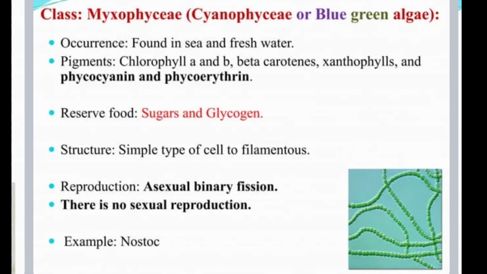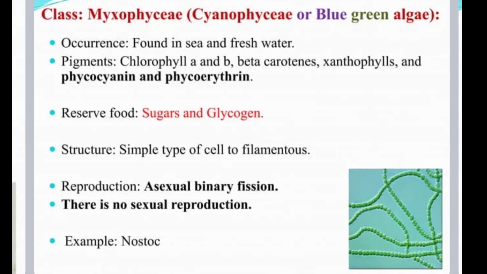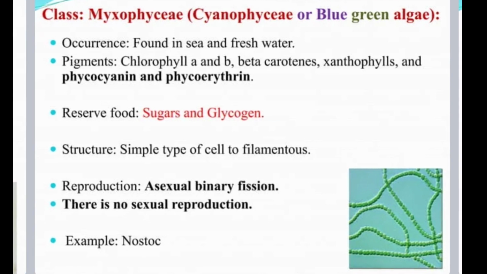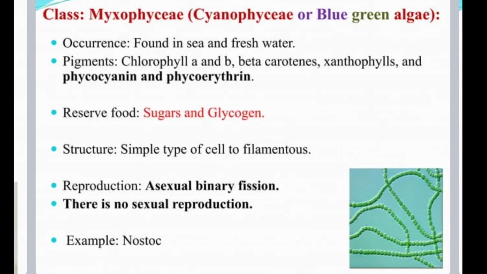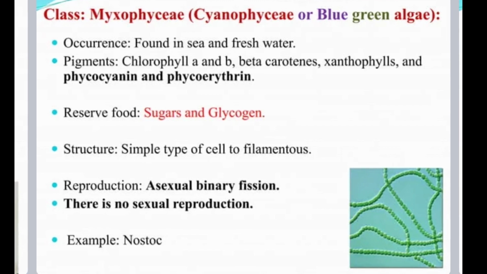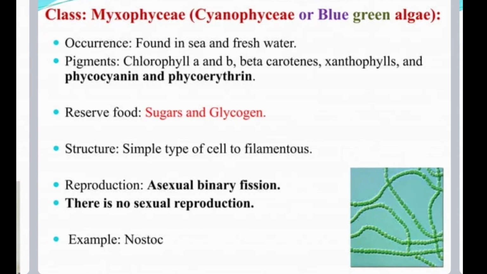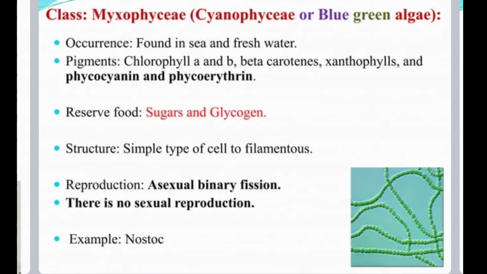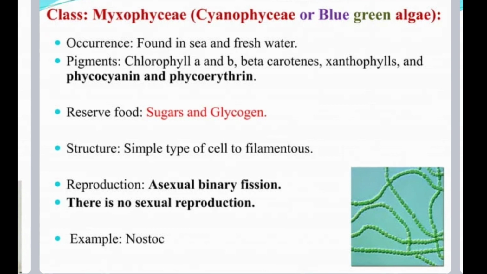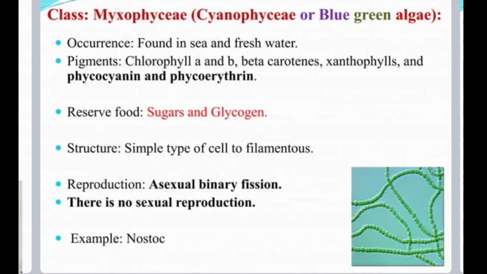Myxophyceae, also called Cyanophyceae or blue-green algae. They are found in freshwater and sea. Pigments: chlorophyll A and B, beta-carotenes, phycocyanin and phycoerythrin. Cell wall is made up of peptidoglycan. Reserve food is cyanophycean starch. Reproduction by binary fission and there is no sexual reproduction. Example: Nostoc.